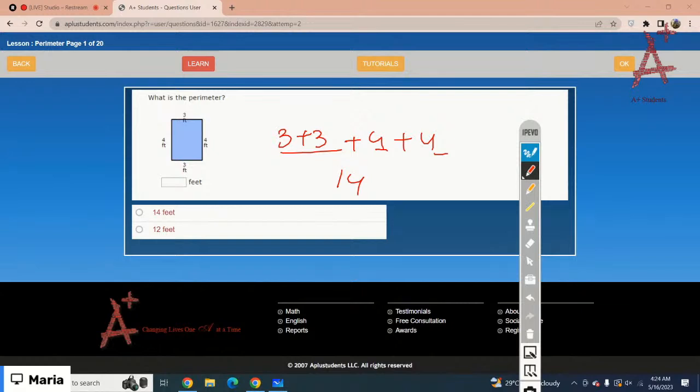The answer would be 14 feet. So the correct option is not area. Perimeter of this shape is 14. So it would be 14 feet.